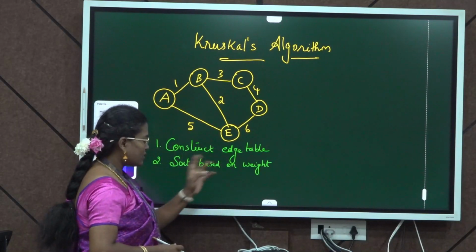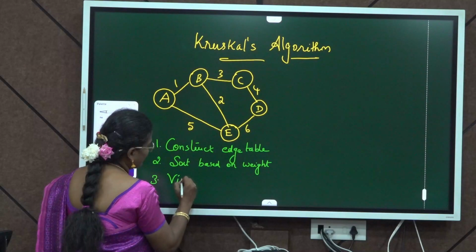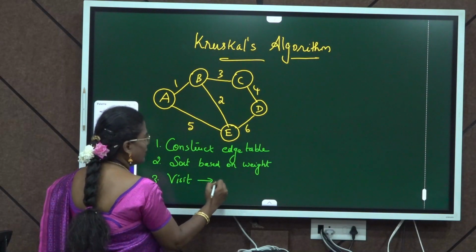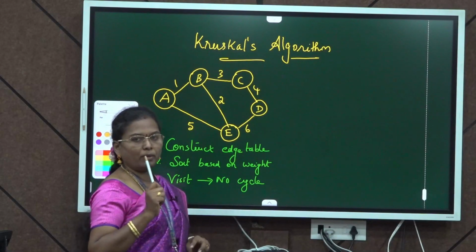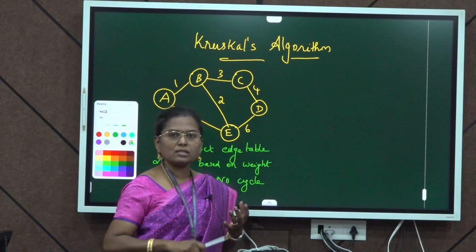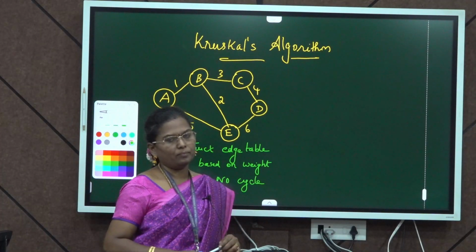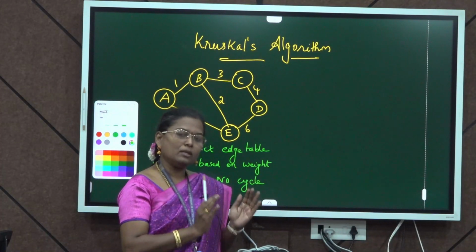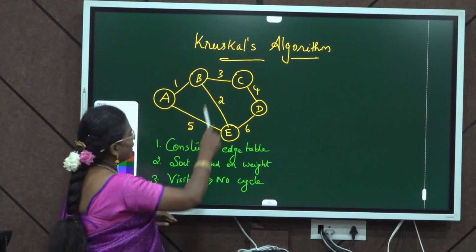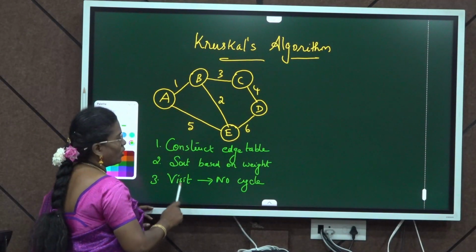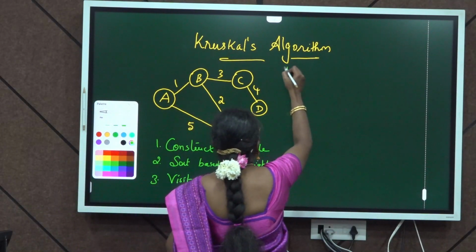So construct the edge table, sort based upon the weight, and then you are going to visit if there is no cycle. So you should ensure that there should not be any cycle, because the first and foremost constraint of a spanning tree is it should not have any cycle. And the second one is it should have a minimum cost, and hence it is called a minimum spanning tree. So looking into Kruskal's algorithm, we are going to take all these 3 steps into consideration. So let us go into step 1.